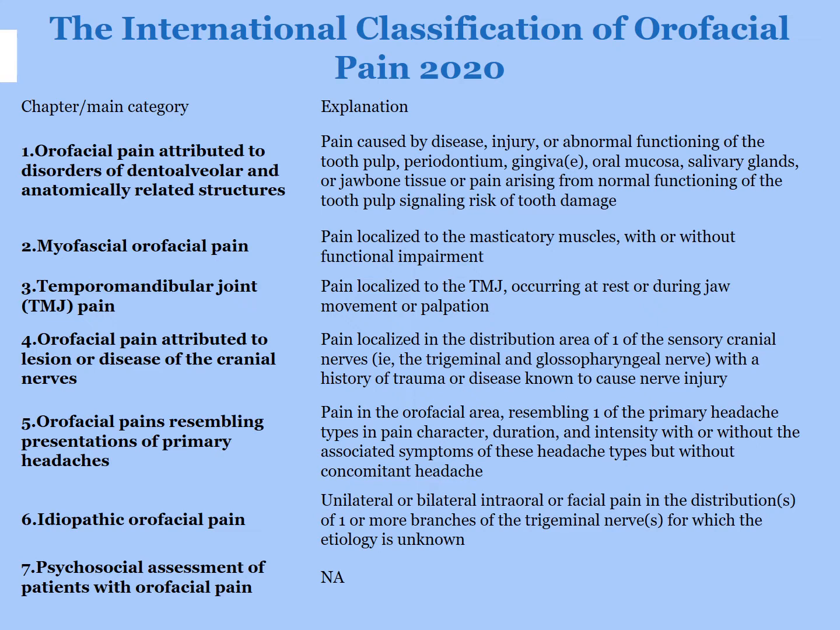Number two is myofascial orofacial pain, pain associated or localized to masticatory muscles with or without functional impairment. Temporomandibular joint pain, pain localized to the TMJ occurring at rest or during jaw movements or palpation. Orofacial pain attributed to lesion or disease of the cranial nerves is pain that is localized in the distribution of one of the sensory cranial nerves, that is trigeminal, glossopharyngeal nerve, with a history of trauma or disease known to cause nerve injury.